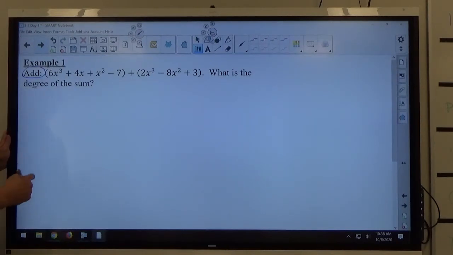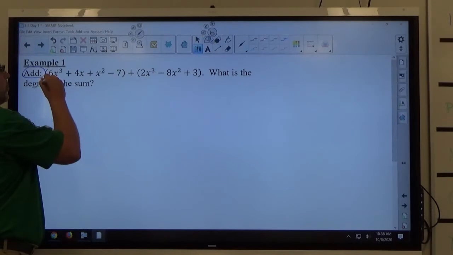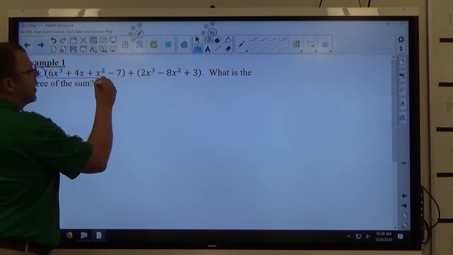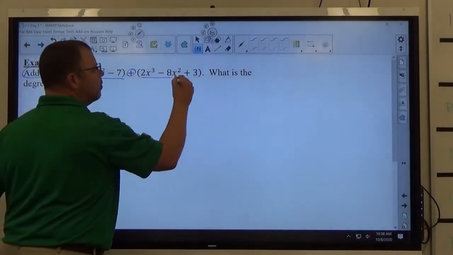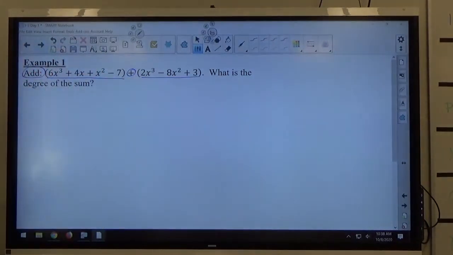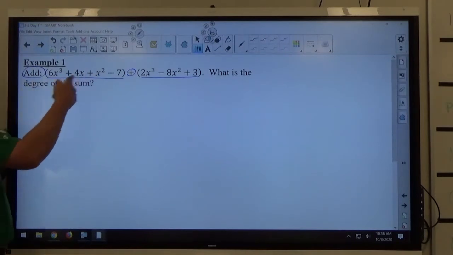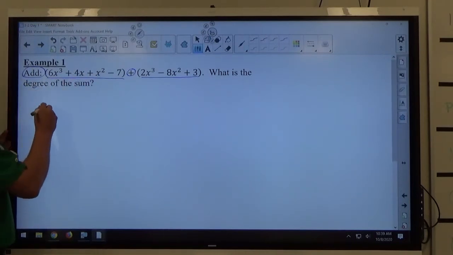Anyway, you can see we have a polynomial 6x cubed plus 4x plus x squared minus 7 being added to the polynomial 2x cubed minus 8x squared plus 3. First thing I want to do is rewrite this with no parentheses. It is an addition problem, so all I have to do to make the parentheses go away is distribute whatever's in front through the parentheses. If there's nothing in front, there's no need for the parentheses. So I'll write the first one down.